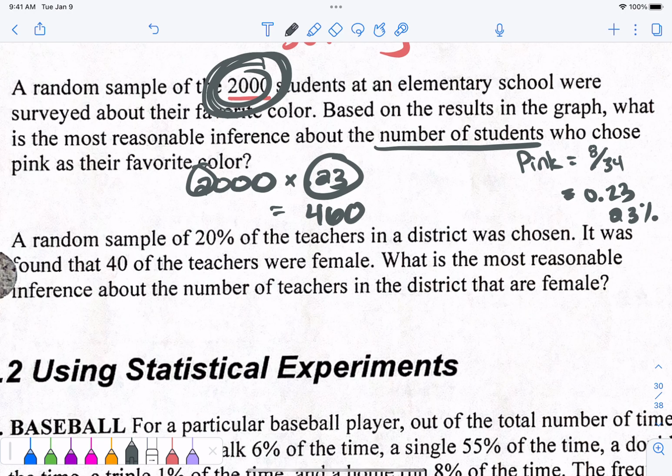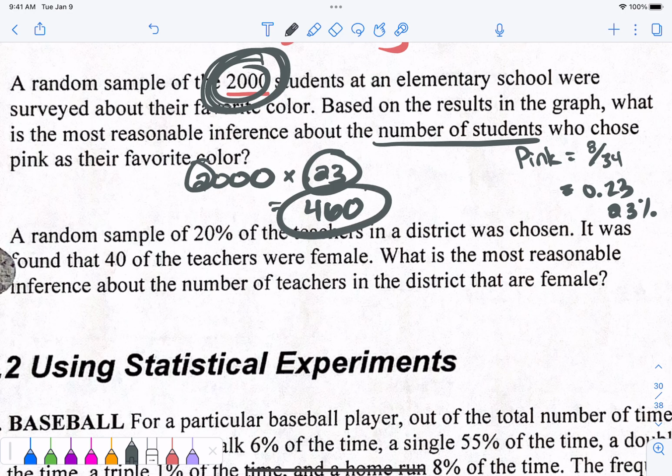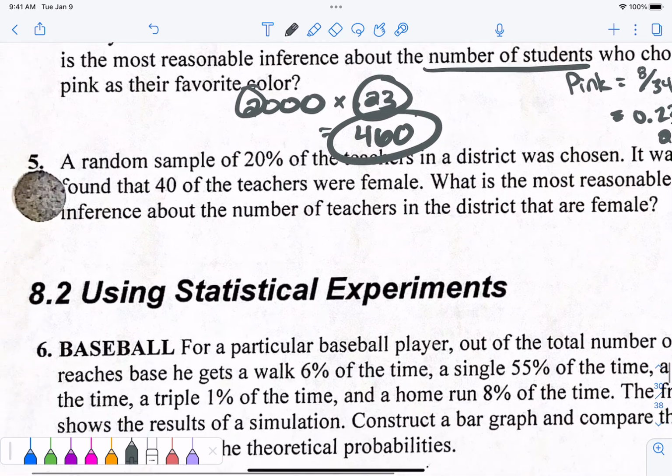460, right? 460 would be about a quarter of the 2,000, right? You can do that in your head. You're just multiplying by 2, but then adding some zeros. So probably around 460 students would have said pink was their favorite color. Probably not 460 exactly, but roughly, based upon our sample, okay?